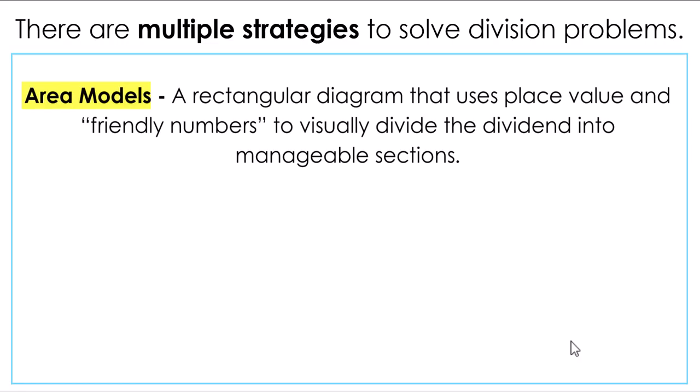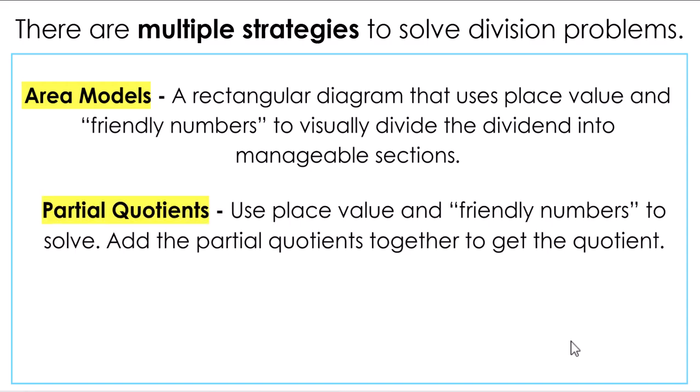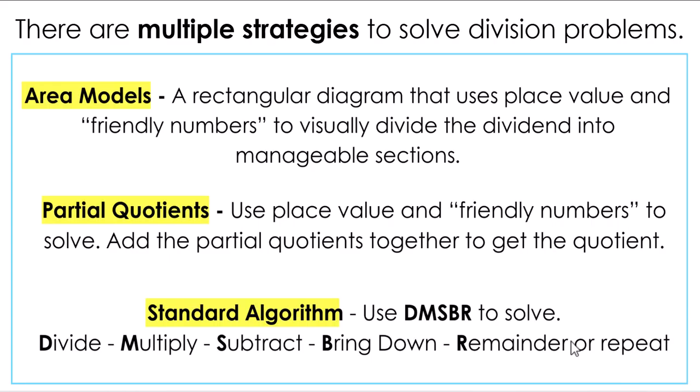Area models are a rectangular diagram that uses place value and friendly numbers to visually divide the dividend into manageable sections. Partial quotients use place value and friendly numbers to solve. Add the partial quotients together to get the quotient. And the standard algorithm uses DMSBR to solve. This is divide, multiply, subtract, bring down, remainder, or repeat.